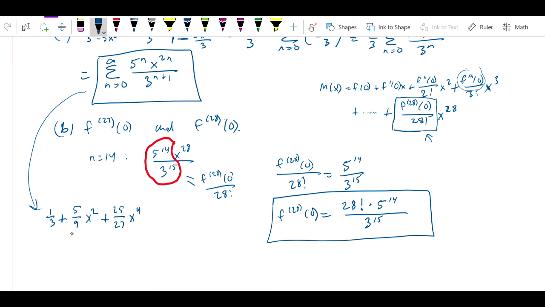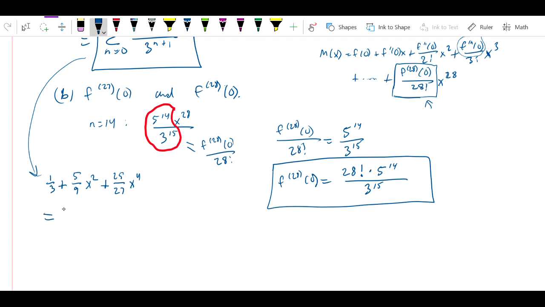So notice that I'm skipping all the odd powers of x. Well, what happened to them? They simply have 0 coefficients. You can rewrite it this way: 1/3, plus 5 over 9 x squared, plus 0 x cubed, plus 25 over 27 x to the 4th. And it looks like that. So all the odd terms have a 0.